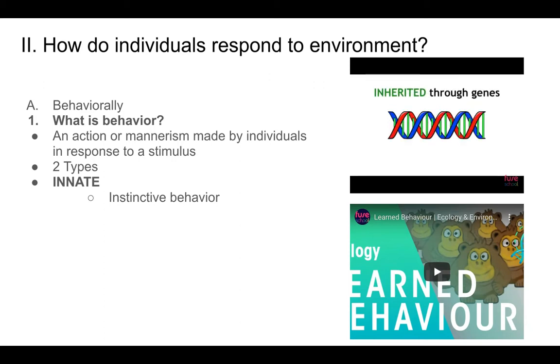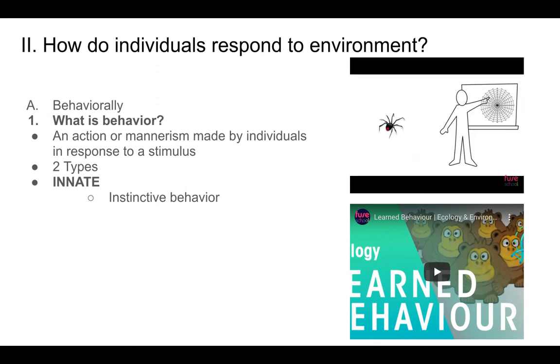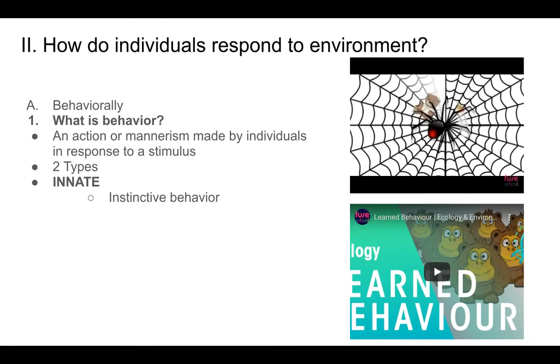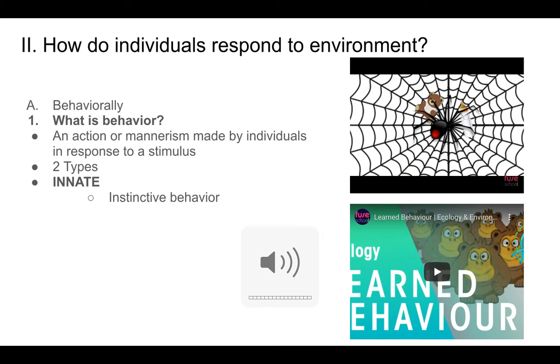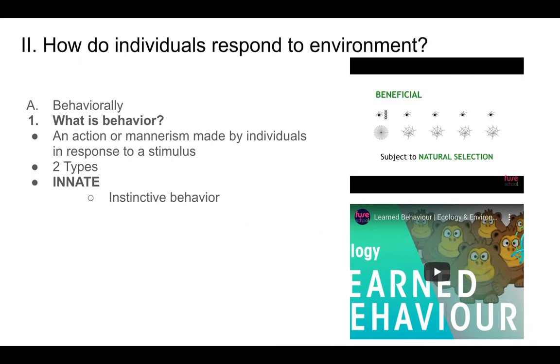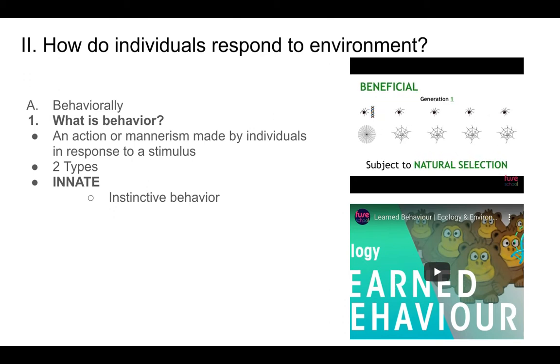Innate behavior is thought to be inherited through genes, and it can't be changed by the individual. It is inflexible. It can be very complex, and it does not have to be learned. It will be fully developed from birth. Innate behavior is beneficial, and because it is encoded in DNA, it is subject to natural selection. This means that over time, the genes that cause the best behavior will become more common among the individuals of a species.